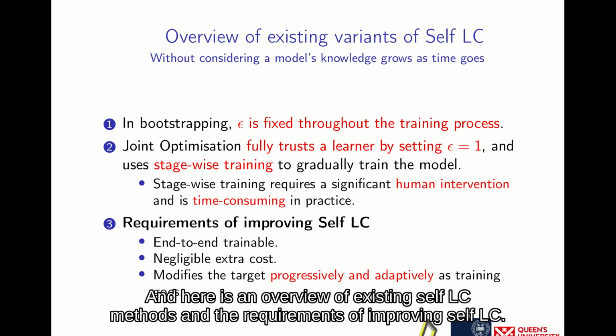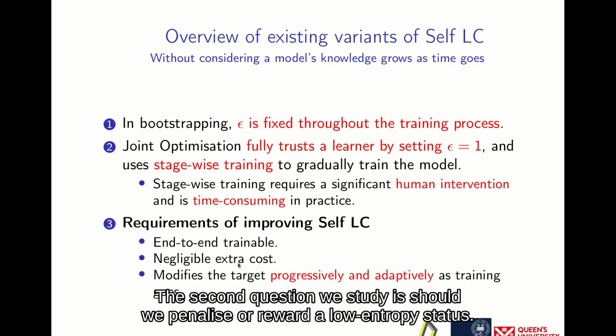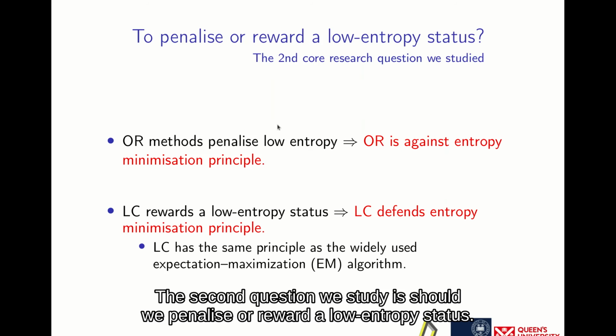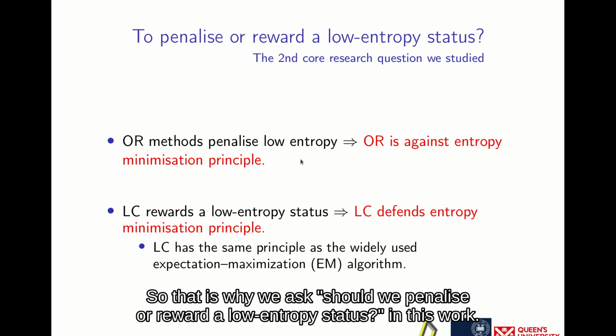And here is an overview of existing self-LC methods and the requirements for improving self-LC. We want it to be end-to-end trainable and to reduce the extra cost, and also to modify the targets progressively and adaptively. The second question we study is: should we penalize or reward a low entropy status? This question is derived from the fact that OR methods penalize low entropy while LC rewards a low entropy status. So that is why we ask, should we penalize or reward the low entropy status in this work?